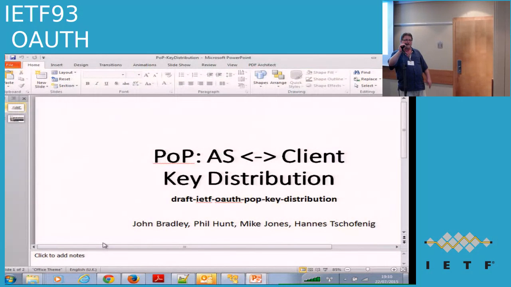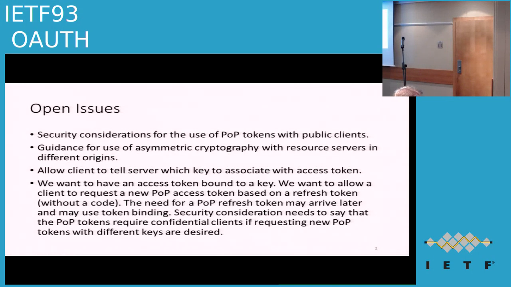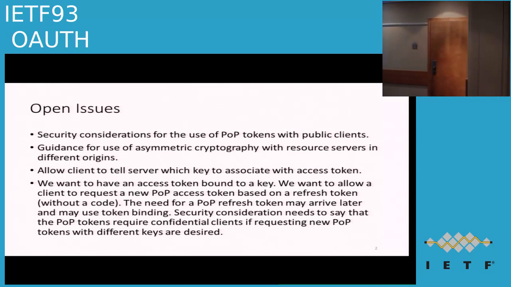On this key distribution, we had a meeting right before this one, and we tried to identify the open issues with that document. Here's the list that I would like to briefly walk you through in case you have some input. As you know, we have different types of OAuth clients, and currently the document doesn't, in the security considerations section, describe the different implications of using public clients versus confidential clients when using that key distribution mechanism that is used with the POP tokens.